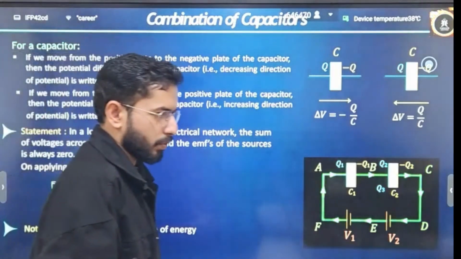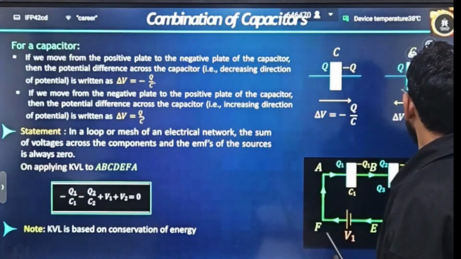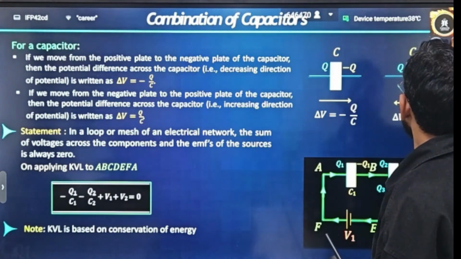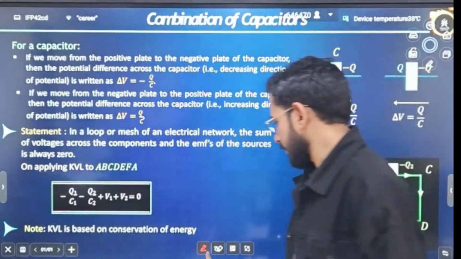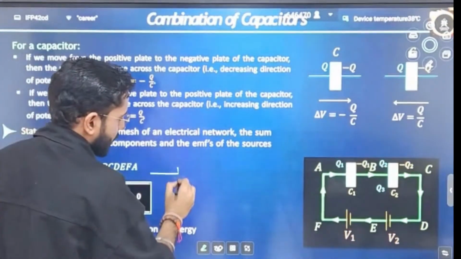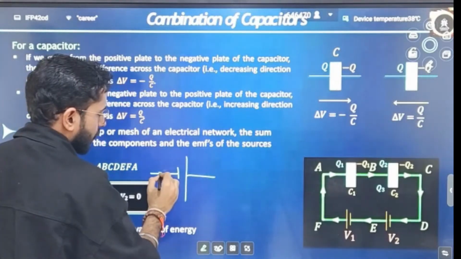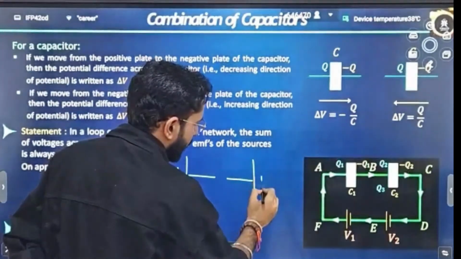Now if someone asks you to apply KVL, how you will apply KVL, understand that a little bit too. So in good kind of questions where you will have to apply KVL in a loop, how you will write. If you remember, I will revise a little bit of current electricity from your basic classes. If this is a battery, let's suppose potential given for the battery is E, and this is second case.